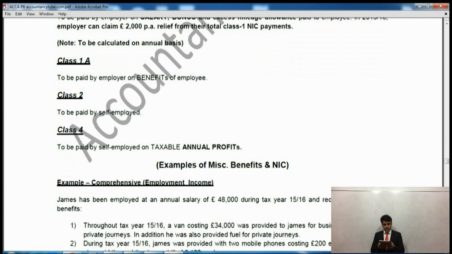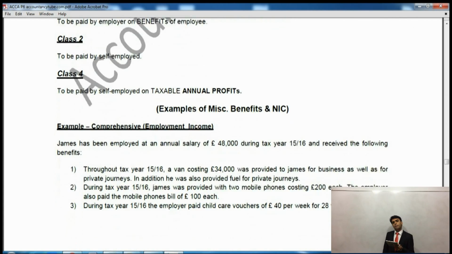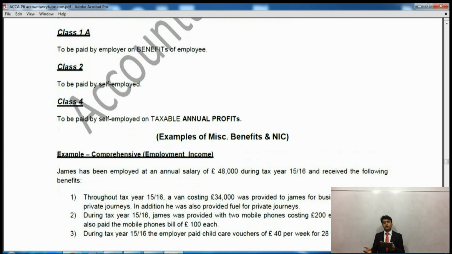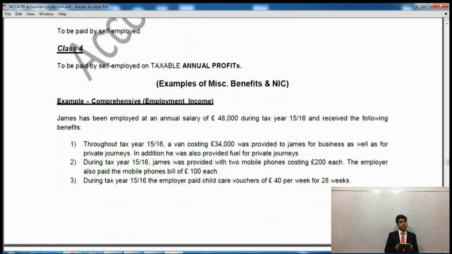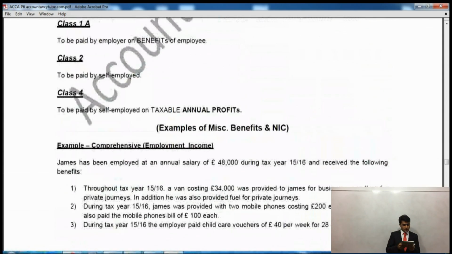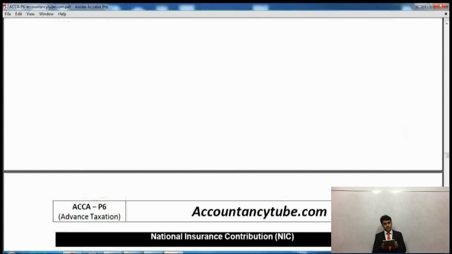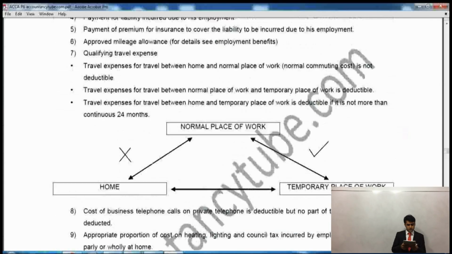Class 4 is paid only on the taxable profits. Say for example, I gave you the earlier example, if AccountancyTube assumes they are a profit making organization, then they will have to pay class 4 NI on annual profits. What is the rate?